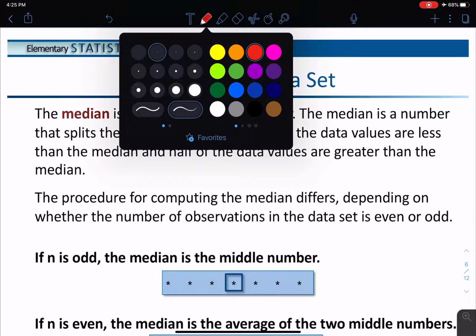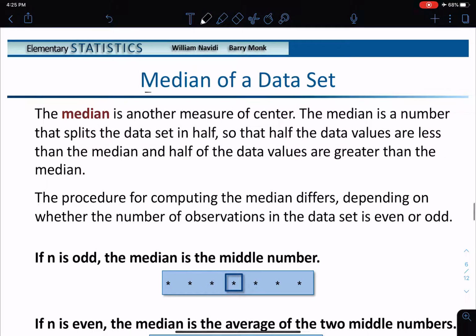Another measure of center is called the median. The median of a data set is another measure of center. The median is a number that splits the data set in half, so that half the data values are less than the median and half the data values are greater than the median.